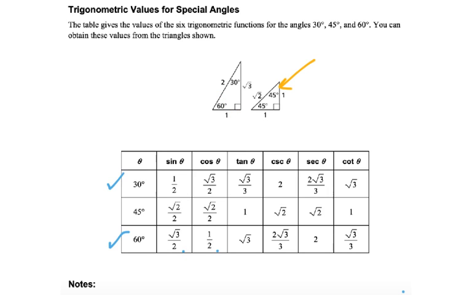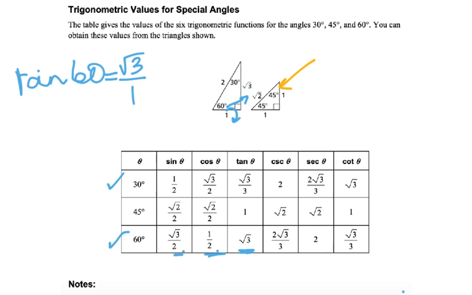But again, if I'm going to look for the tangent of 60, tangent is opposite over adjacent. So the tangent of 60 is root 3 over 1. So that's why there's a root 3, because you don't have to write the over 1.